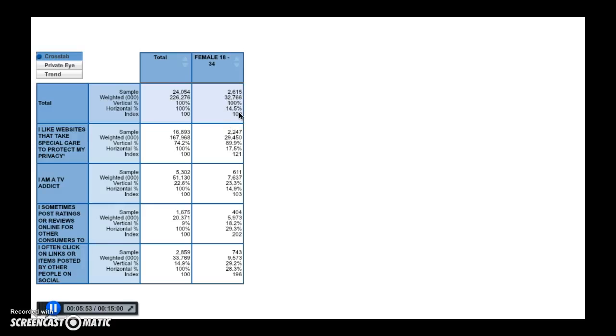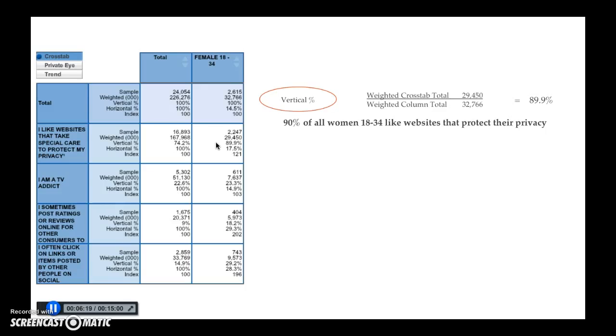But I want to know what percent of all women 18 to 34 care about websites protecting their privacy. So I look to the cell that corresponds to my females 18 to 34, and I like websites that take special care to protect my privacy. If I care about what women 18 to 34 think, then I want to look at the number that represents the views of the 32 million women we have identified. That requires me to divide the column total, which means I'm interested in the vertical percentage. If 29,450,000 women agree with the privacy statement, that represents almost 90% of all young women who are concerned about websites protecting their privacy.